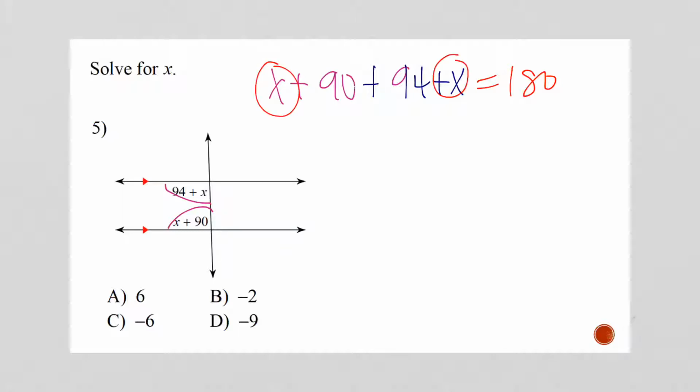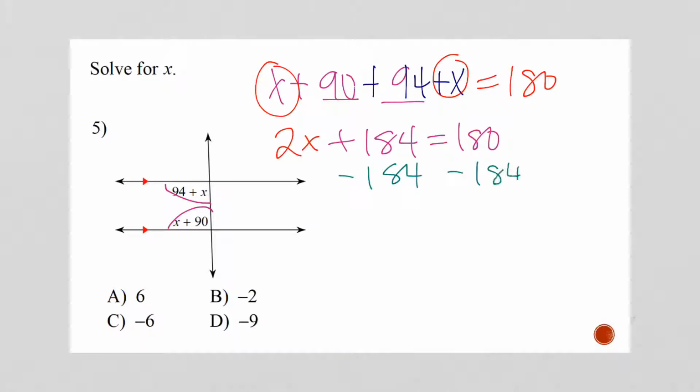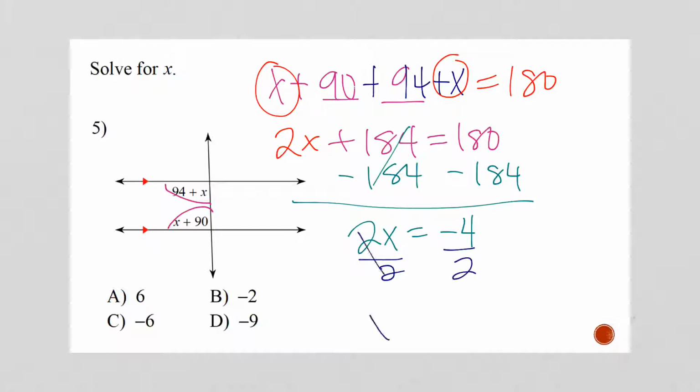So x plus x will give me 2x, and 90 plus 94 will give me 184. Now I'm going to subtract 184 to both sides of my equation. So 180 minus 184 is negative 4. And when you divide both sides by 2, by using division property of equality, you will get negative 2. So in order for them to add up to 180, x has to equal negative 2.